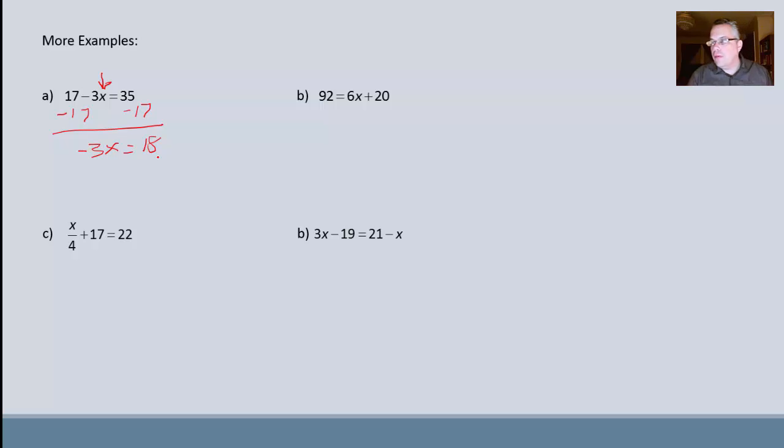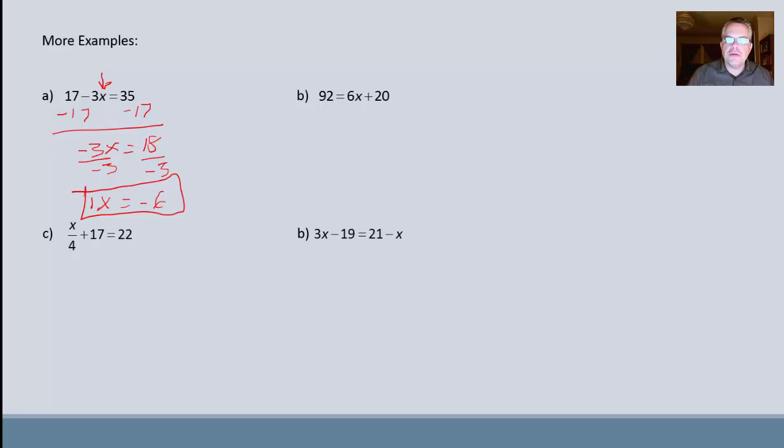Now, I don't want the negative 3 there, so let's divide both sides by negative 3. Whatever you do on the left, you have to do on the right. Negative 3 divided by negative 3 is 1x, or just x. 18 divided by negative 3 is negative 6. So we get the equation x equals negative 6. I stuck to the basic moves.